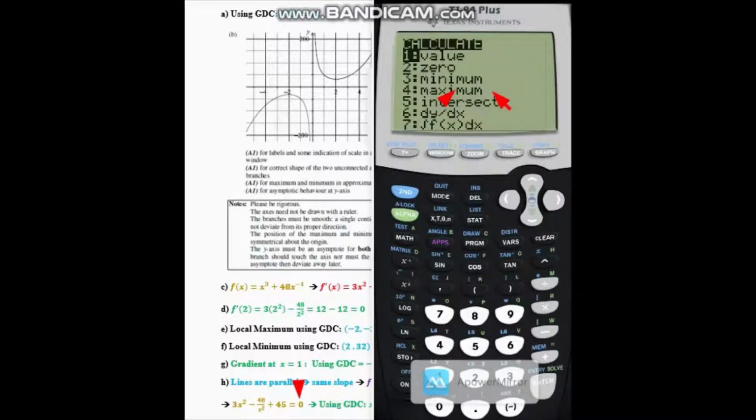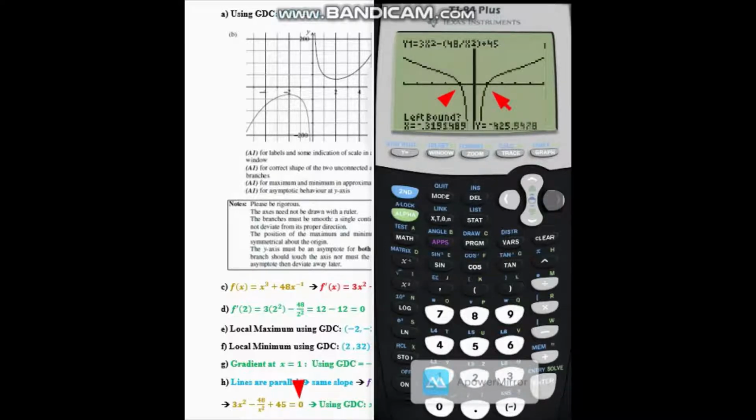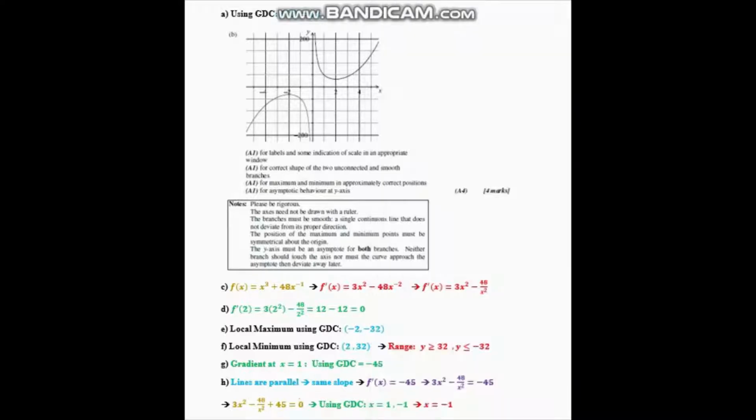Similarly, the second 0 shall be obtained in the same way, left bound, right bound, and guess. So the second 0 lies at x equals 1. Hence these are my two solutions. Since we already know that x equals 1 in the previous question, hence for this line x has to equal the other value, which is negative 1. So take a minute to write the answer down if you will. I hope you have found this useful.